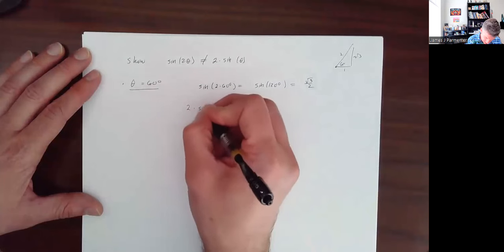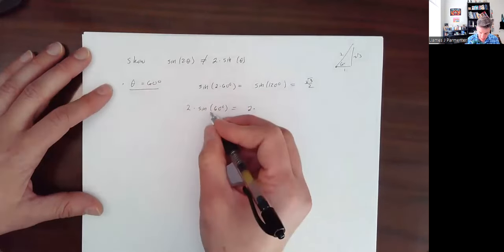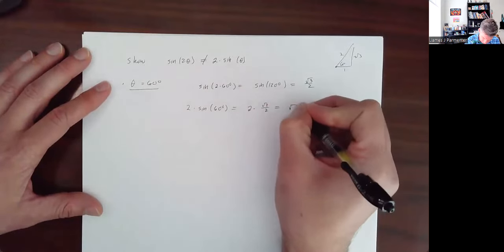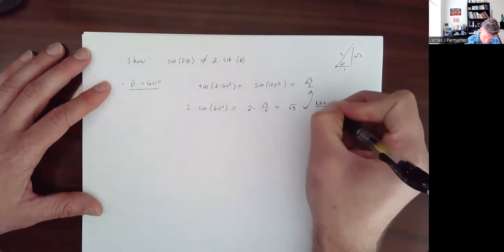On the other hand, 2 times sine of 60 degrees is equal to 2 times, well, sine of 60 is also root 3 over 2. The 2 times root 3 over 2 is just root 3. These are not the same. And they shouldn't be the same.